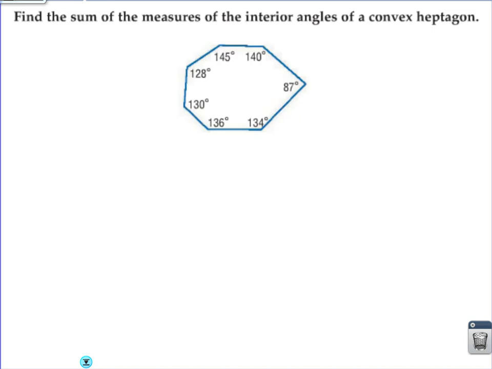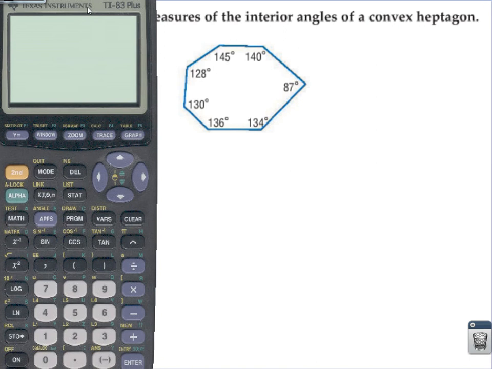Find the sum of the measures of the interior angles of a convex heptagon. Well, first off, I need to know what they're going to add up to. How am I going to do that? How many sides does a heptagon have? 7. So since it has 7 sides, and I know we can do this in our head, but watch. Well, how many triangles will it have? How do I find that out? Minus 2. So it's going to have 5 triangles. Each of those triangles are going to be worth 180 degrees. So that's a total of 900 degrees. So all these angles have to add up to 900 degrees.